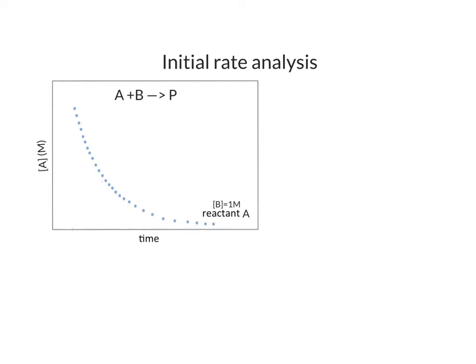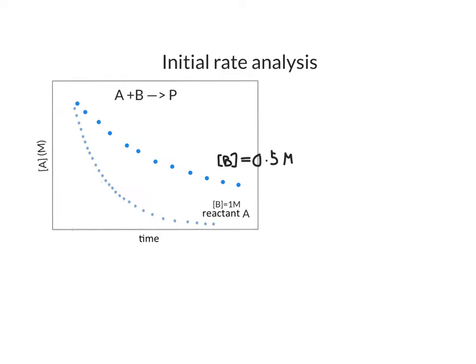If we then do this same experiment, but use a smaller concentration of the reactant B, then we're going to end up getting a curve that decreases more slowly in time because we have a lower concentration of the other reactant B. So maybe this particular reaction was done with a concentration of B that's equal to 0.5 molar instead of 1 molar.